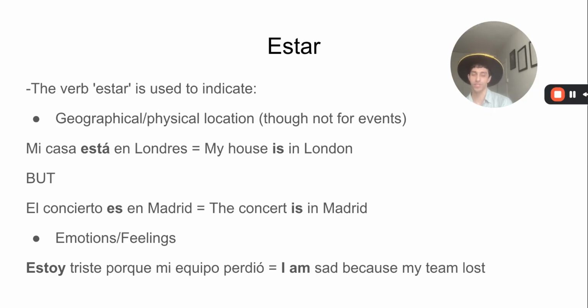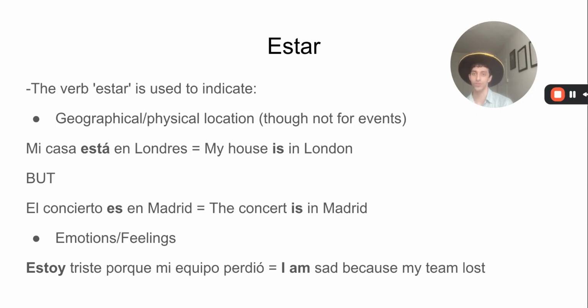It's certainly not true to say that estar is always used for everything that is temporary, whereas ser is used for everything that is permanent, because there are exceptions to that, as we will see. So that rule, even though that is the way that most students would learn this, GCSE, iGCSE level, or general Spanish learners, even though that's the way most people would learn it, it's not necessarily the best way to do so. So now let's look at the verb estar.